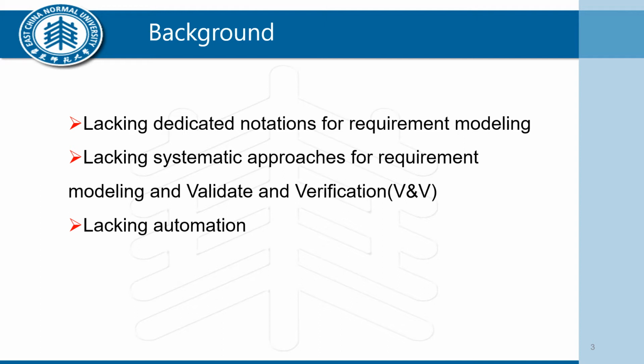The first reason is lacking dedicated notations for requirement modeling. The specific domain needs its own approach to applying the formal methods to verify its properties. The second reason is that in different domains, they are lacking systematic approaches for requirement modeling and validation and verification. The last reason is that some approaches lack automation tool support.